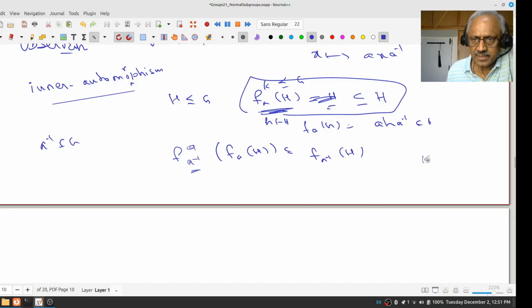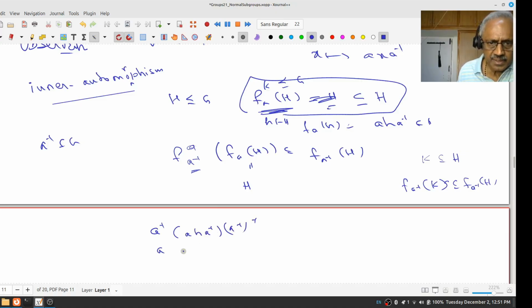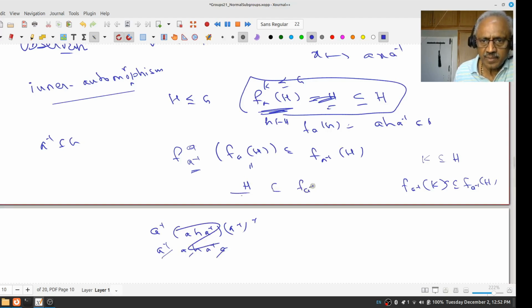Right. Since K is contained in H, f_a inverse, this is set theory, this has to be contained in f inverse of H. Right? But this, you can see this is nothing other than H. Because any element here will have the form a h a inverse, and then a inverse inverse. That is a inverse a h a inverse a, so it is h. Therefore, these are all of H. Therefore, H is contained in f inverse of H for every a in G. Therefore, if I take a inverse, this will be f_a of H. Therefore, H equals f_a of H.